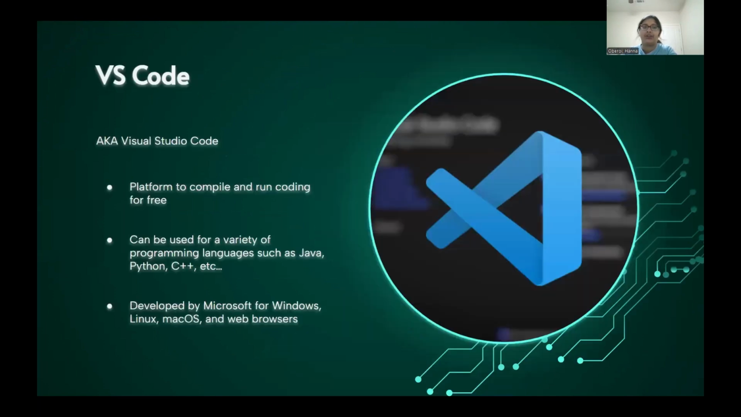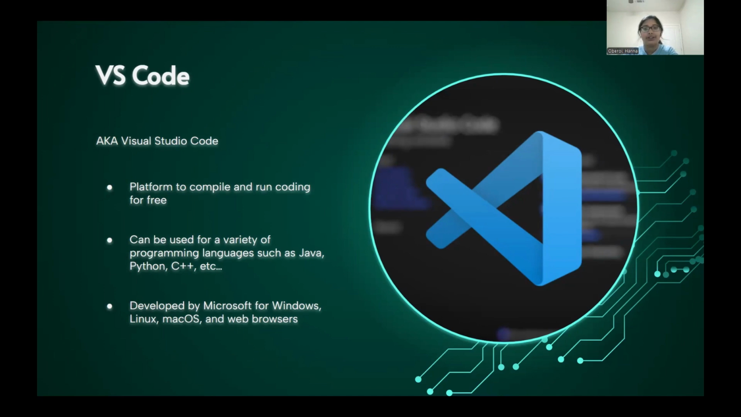So VS Code stands for Visual Studio Code. Essentially, it is a platform that is designed to compile and run code for free. So yay, that's amazing, actually. It's free, and that's really great if you want to run code on a platform, especially code that has tricky challenges. It's really great to exercise coding skills and learn them as a beginner.